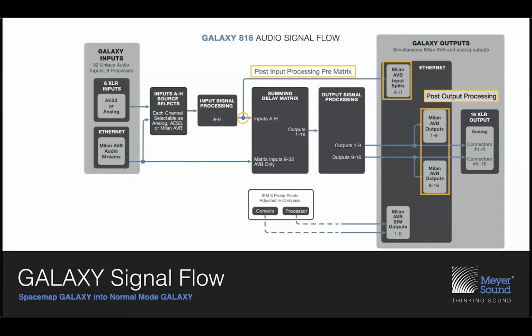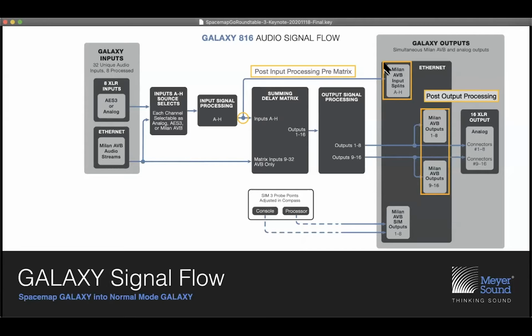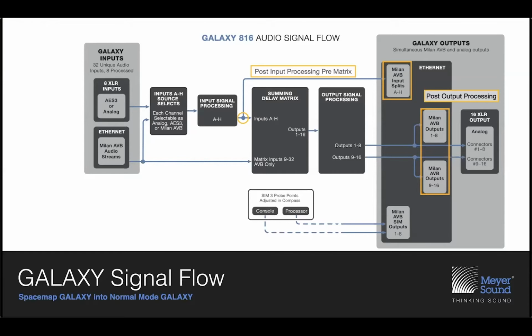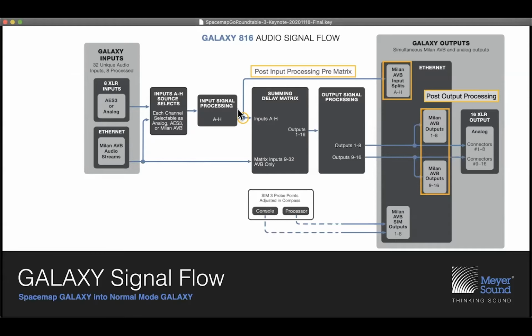And the input splits are very interesting in that they are broadcasted post input processing, but pre-matrix. Since Spacemap Go is controlling the matrix, if I don't want something to be affected by Spacemap Go, I can simply pull that feed from the input splits and have a static feed.